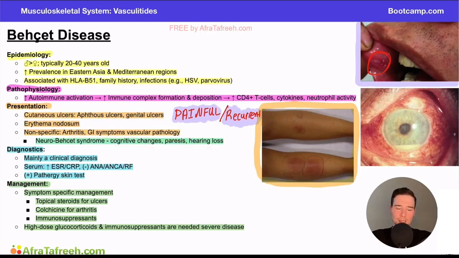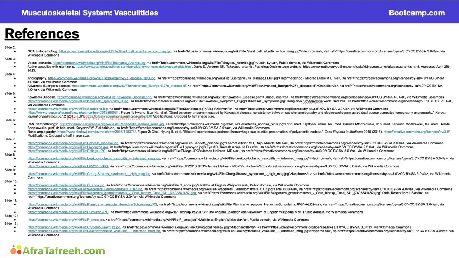When we talk about the diagnostics here, it's mainly a clinical diagnosis. Serum labs can show elevated inflammatory markers, but typically are going to show negative autoimmune antibodies. When we think about the management here, it's typically going to be symptom management, so this depends on what symptoms the patient is presenting with. If they're presenting with all the symptoms or have a severe case of the disease, we might have to consider high-dose glucocorticoids and immunosuppressants as well.